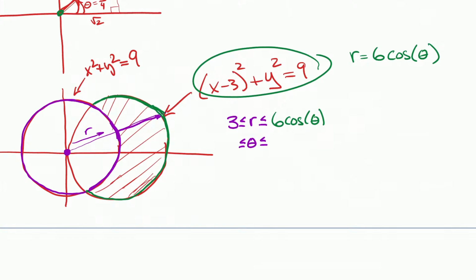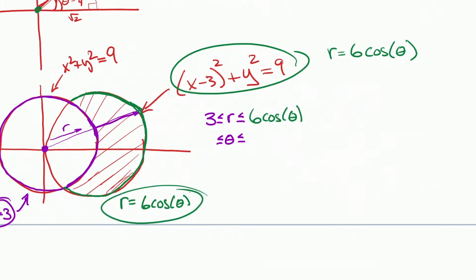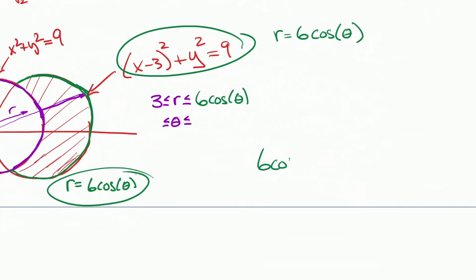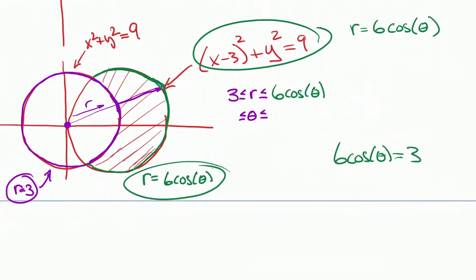So let's write these things down. This outer curve is r is equal to 6 cosine of theta. And then the inner curve is r equals 3. So those are the two curves, and I want to find where they intersect. So we can do this. 6 cosine of theta is equal to 3. Take a minute, solve that equation for theta, and that's going to give us the limits for this.